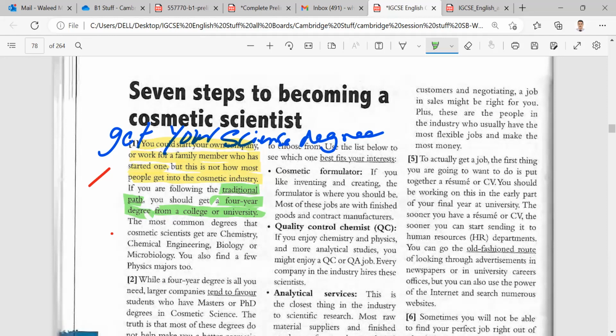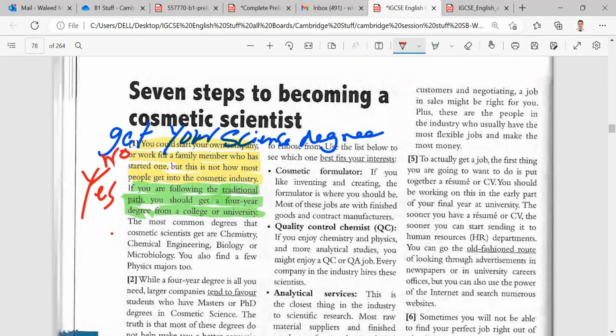Juri, the highlighted, okay. Yeah, the highlighted, yes. The green highlighted sentence. Yes, the green highlighted sentence. Does it meet the given title, get your science degree? Yes or no? Yes. Yes, perfect. So this one, yes. This one, no.